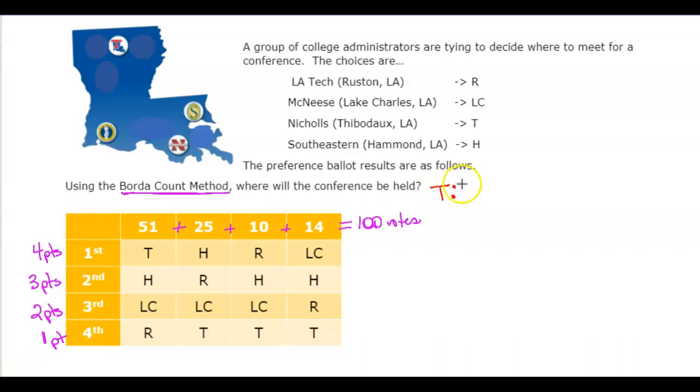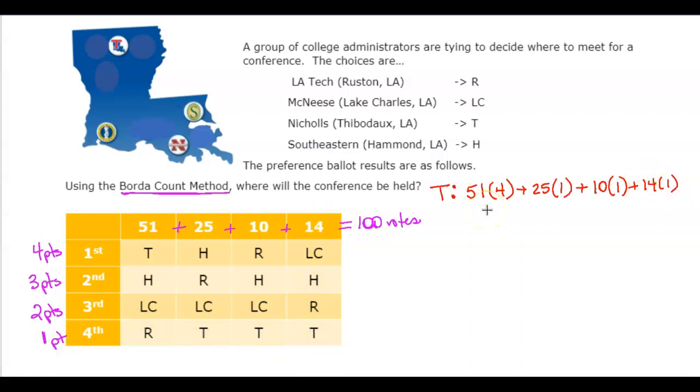So Thibodeau has 51 first place votes. Each one of those 51 votes is going to get 4 points. Then if we look at the next column, we have 25 votes where Thibodeau came in last place, so we're only going to get 1 point per vote. The third column, Thibodeau came in last. So for each of these 10 votes, we're only going to get 1 point each. And then in the fourth column, again, 1 point for each of these 14 votes.